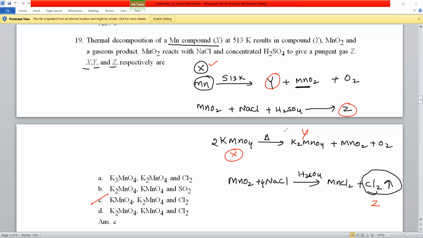So in this chapter, they have included a question, and as well as they have included the chlorine preparation method.